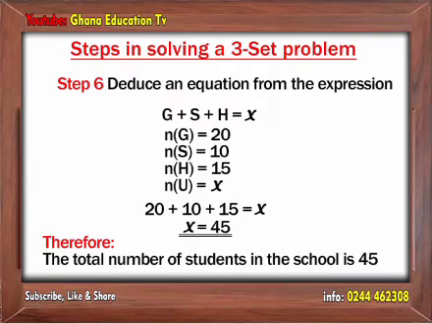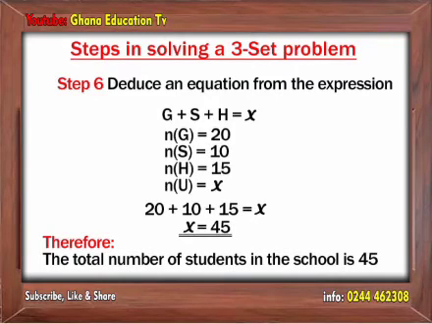So in deducing the equation, we have G, that is general arts, plus S, that is science, plus H, that is home econs, equals X, that is the total number of students in the school. So N of G equals 20, N of S equals 10, N of H equals 15, and N of U equals X.